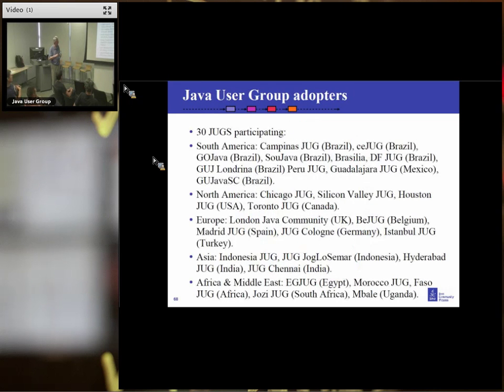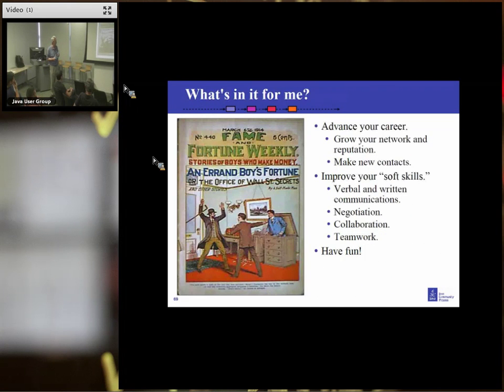We've had about 30 Java user groups, which is probably underestimated right now, over the last few years, from all over the world. South America, Brazil, Mexico, North America, Europe, Belgium, Spain, Germany, Istanbul, Indonesia, India, Egypt, Morocco, South Africa, Uganda. So these are all user groups that have actually made concrete contributions to Java for the last few years.